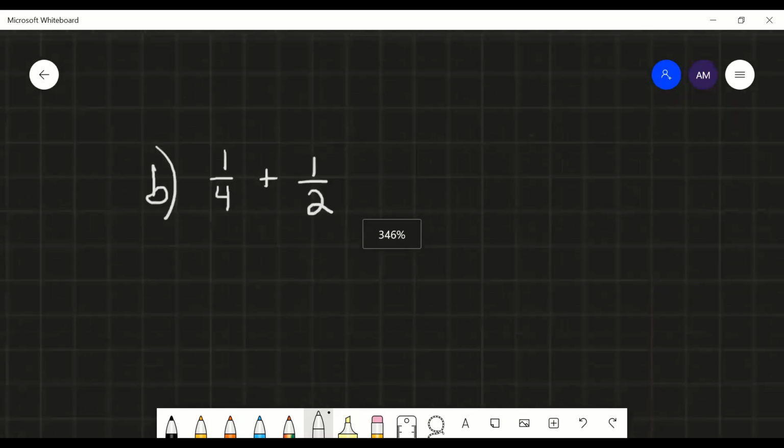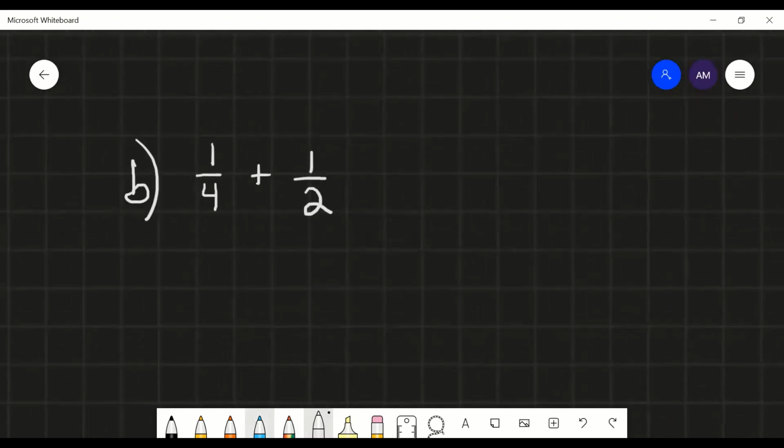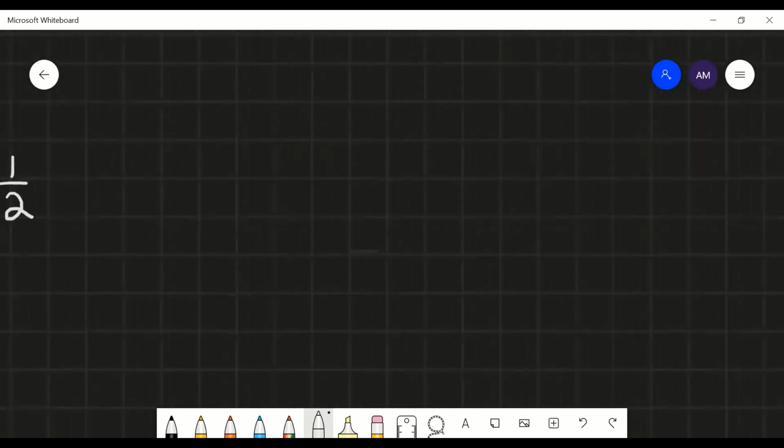So as I just mentioned, this only works if the two bottom numbers are the same, and here they're not the same. We have a 4 and a 2. So it's important to be able to change one of them, or maybe change both of them, so that they have the same denominator. What are the rules for being able to do that? Well, you can multiply the top and bottom of a fraction by the same number. Let me explain how that works.